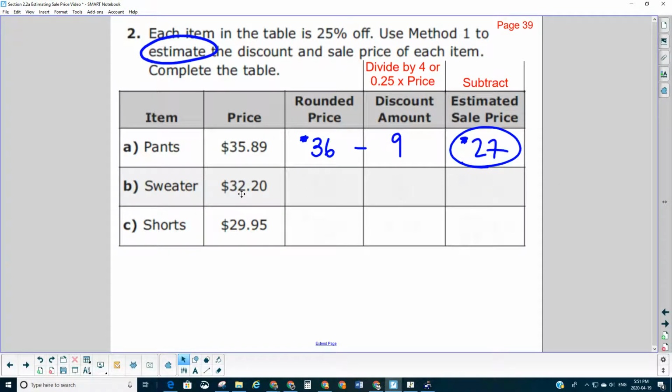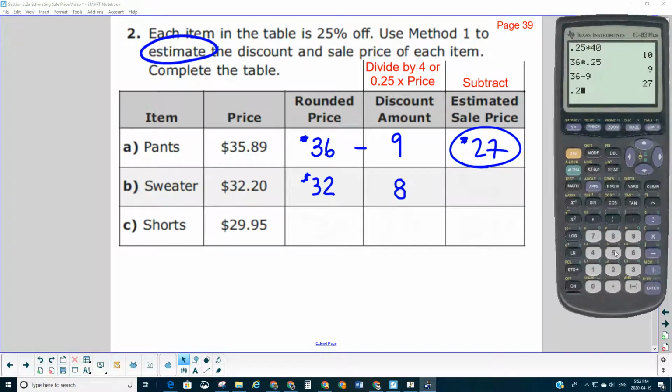Let's try it again for the sweater, which is $32.20. Since we're estimating, let's round that down to 32. It's closer to 32 than it is 33. And we're going to take 25% of that by dividing by 4 or taking 0.25. Let's check that. 0.25 times 32 is $8. Good. And then we'll subtract that, and 32 minus the $8 saving gets us our $24.